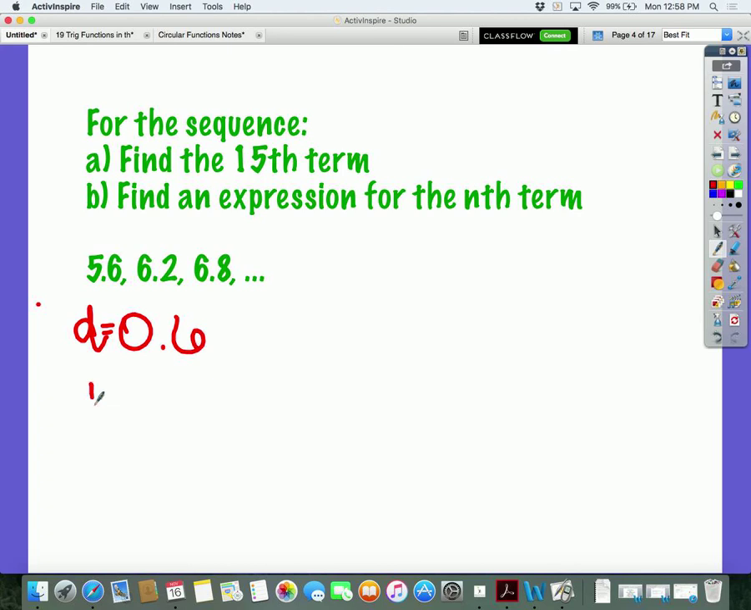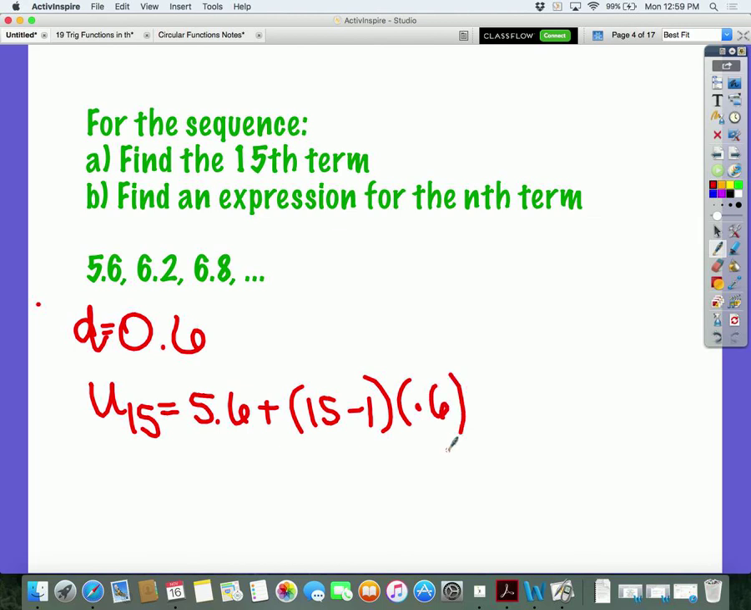So we're looking for u sub 15. To find any particular term, you're going to use that very first one, which is u1 plus n minus 1 times your common difference. You can use this to find your first term, your number of terms, your common difference, or a particular term. That very first equation is used for all of them. So we're basically going to have 14 times 0.6.